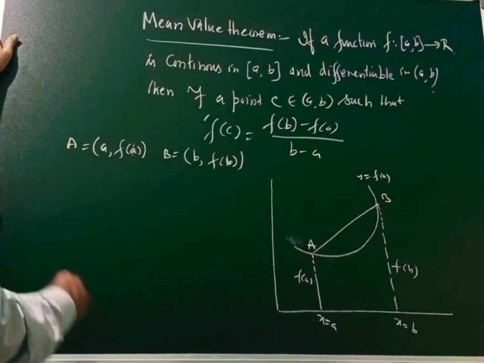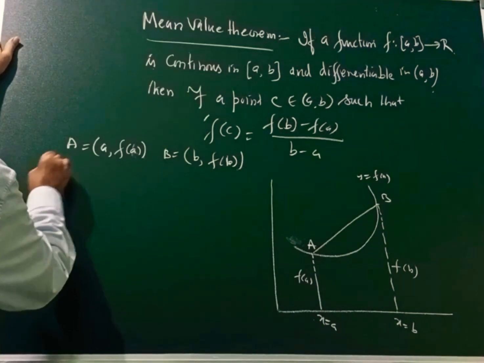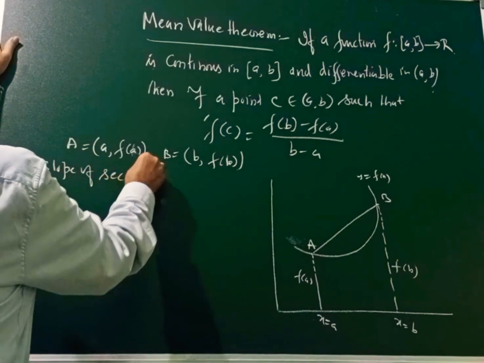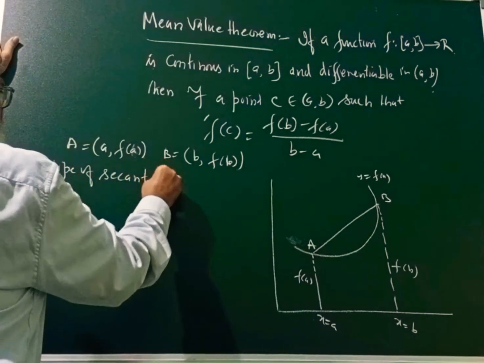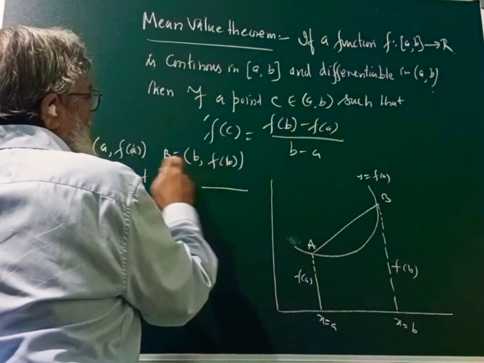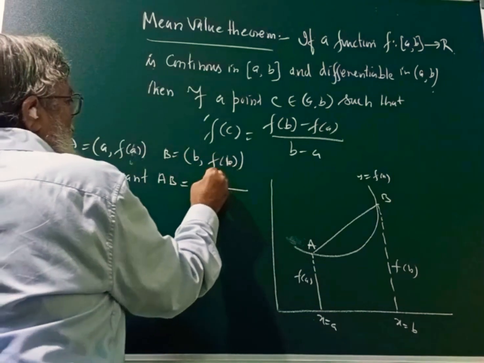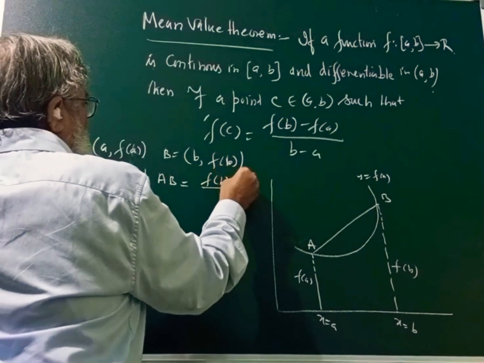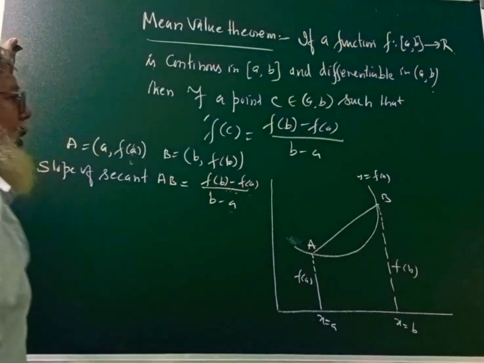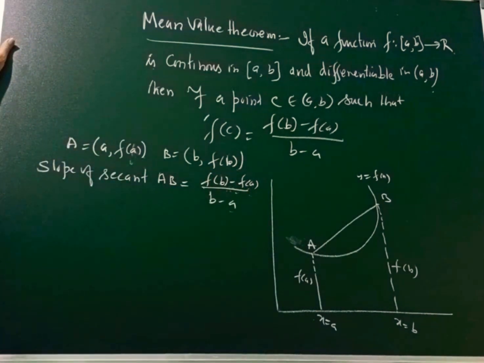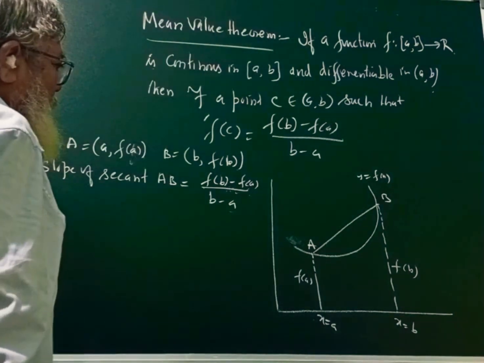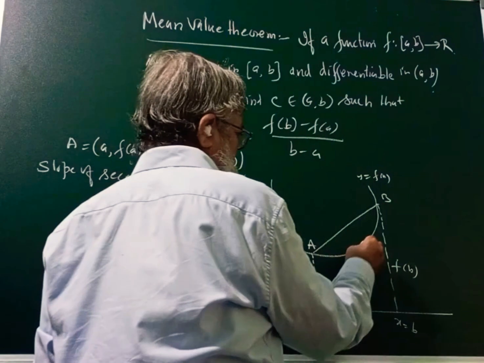So it is a secant. The slope of secant AB is equal to, with points (x1, y1) and (x2, y2), y2 minus y1 divided by x2 minus x1. That is the slope of the secant. Moreover, let us take a point here.